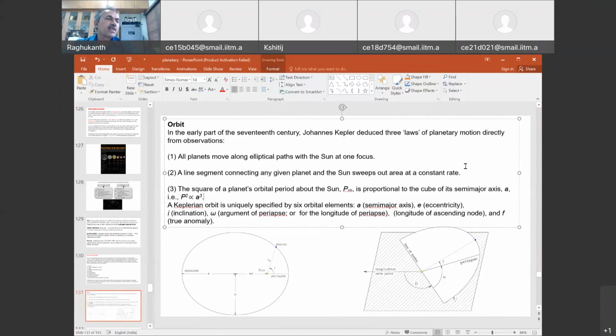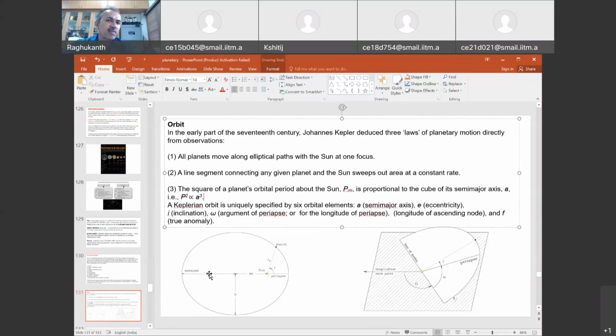Then the third one, which is very important and helpful in finding the mass of a planet, is that the square of the planet's orbital period, that is P squared, the orbital time period of any planet, is proportional to a cubed, where a is the semi-major axis. That's the distance, the longest distance from the sun to that planet. So this is a very important rule. This is what Kepler derived. And then to describe planetary orbits, they use some six elements actually.